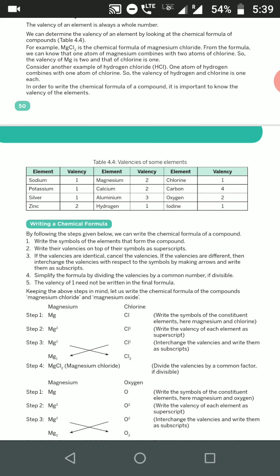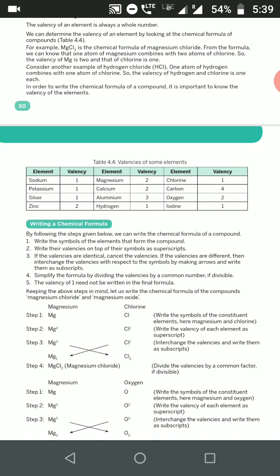Write their valency on the top of their symbol as a superscript. See, magnesium valency is 2, so write Mg with 2 on the top. And chlorine, Cl, valency is 1, so write 1 at the top of chlorine.